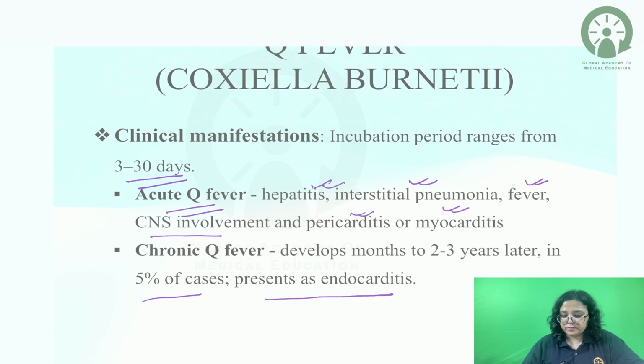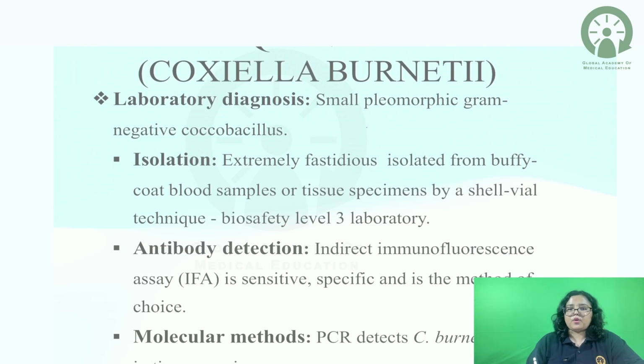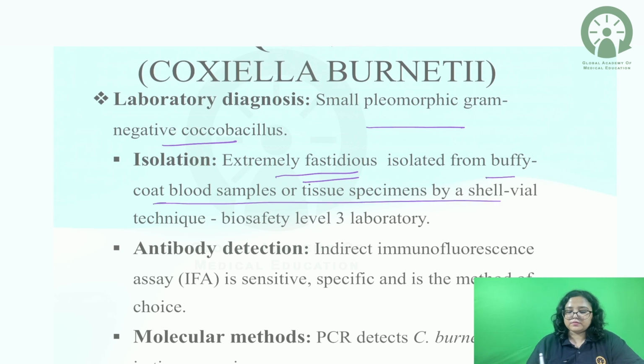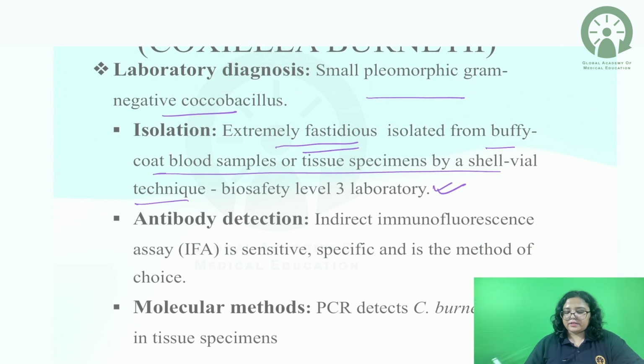Laboratory diagnosis: it is a small pleomorphic gram-negative coccobacillus, and it is extremely fastidious. It is isolated from buffy coat blood samples or tissue specimens by shell vial technique, for which we will require a biosafety level 3 laboratory. The method of choice for diagnosis is antibody detection, which is again indirect immunofluorescence assay, and we can also do a molecular method to detect Coxiella burnetii DNA in tissue specimen by PCR.